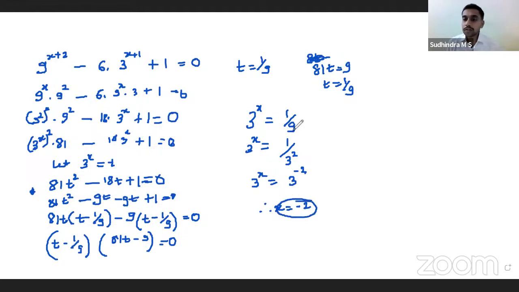Alternatively, we can use the substitution method also. If we substitute minus 2 in the equation, minus 2 plus 2 is 0. So 9 to the power of 0 minus 6 into, this is minus 2, minus 2 plus 1 is minus 1. So 3 to the power of minus 1, which is 1 by 3, plus 1. So 9 power 0 is 1, minus 3 ones are 3, twos are minus 2 plus 1, 2 minus 2 is 0. Equation satisfies.